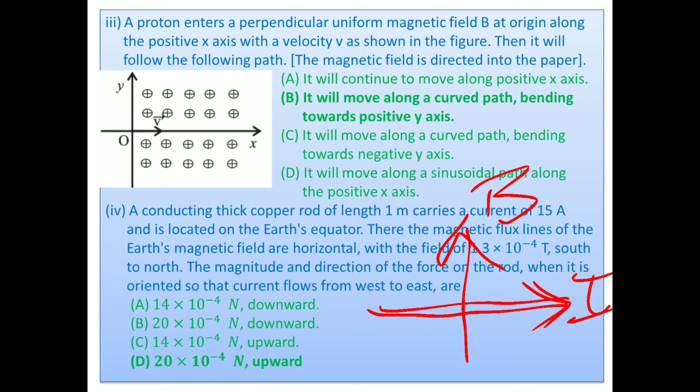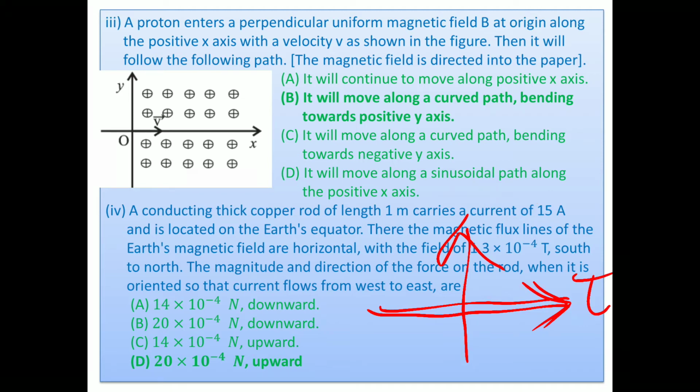Look here, again we use the right hand rule. The middle finger indicates the direction of the magnetic field, the upward direction, which means south to north. The forefinger denotes the direction of current. Then in which direction does your thumb point? Upward, or towards you when you are watching. So what is your answer then? Upward, that is fixed.